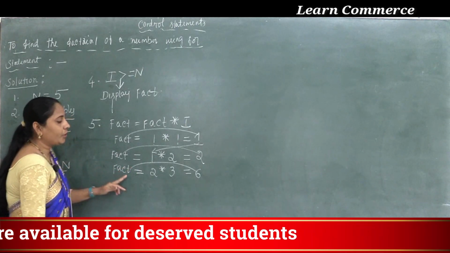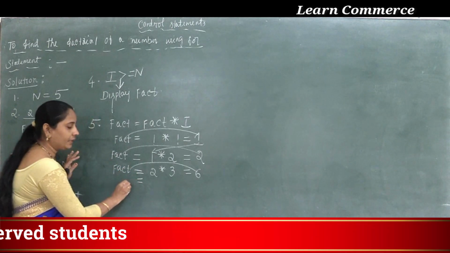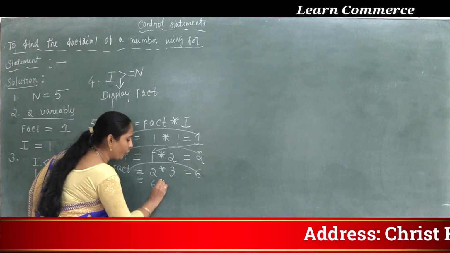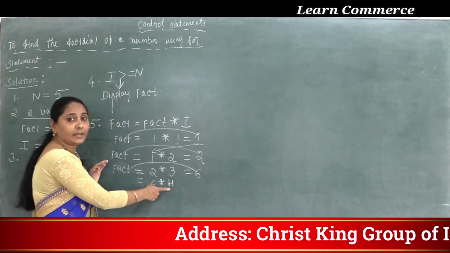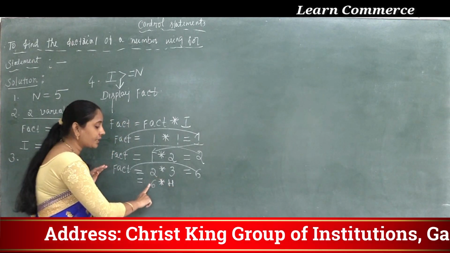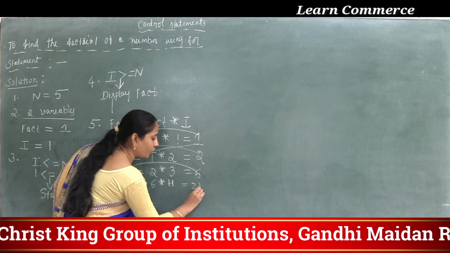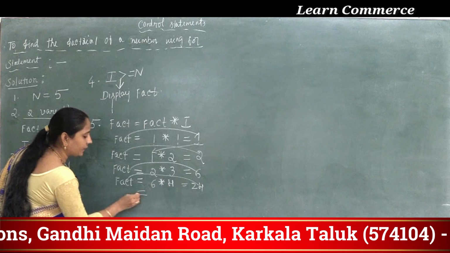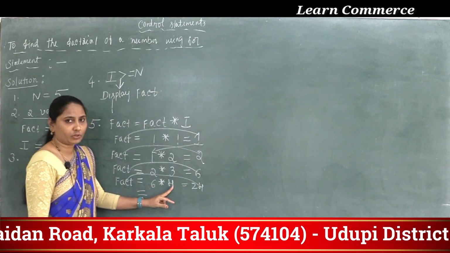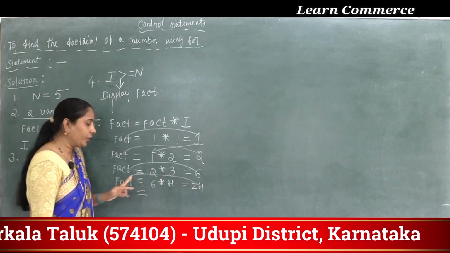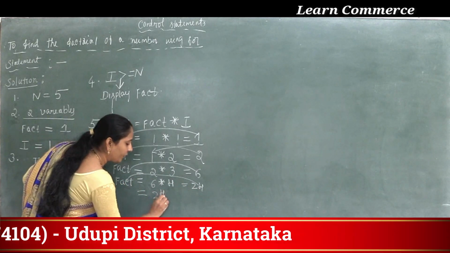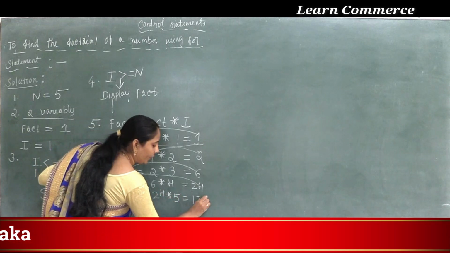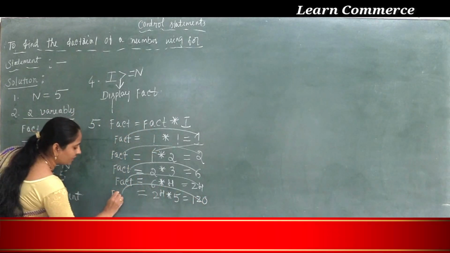Clear this point here. Now this is our fact value, and next, the fact value is 6 into 4. The I value increments to 4. 6 4s are 24, correct? Now this is our fact value. Is it understood by everyone? So 6 into 4, we know the value is 24 here. Now this is our fact value, and 24 into 5, now the value is 120. Clear this point here? So this is our fact value.